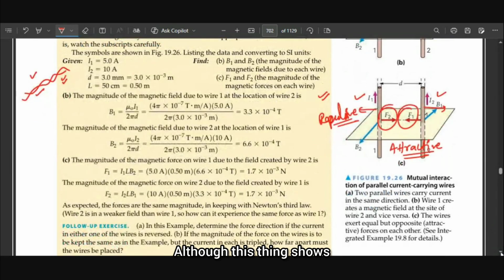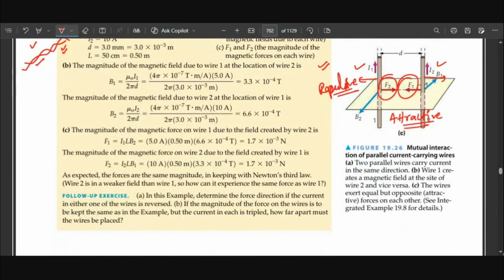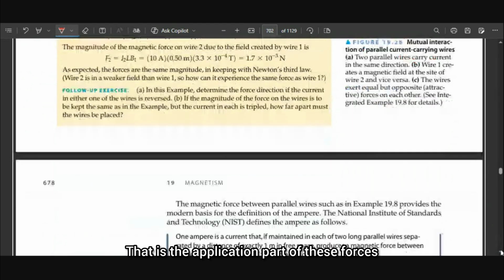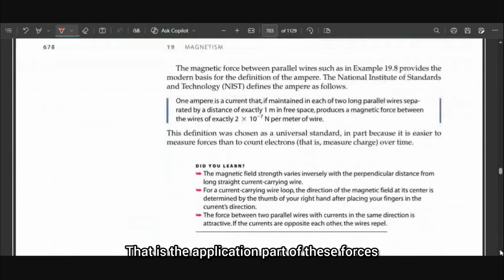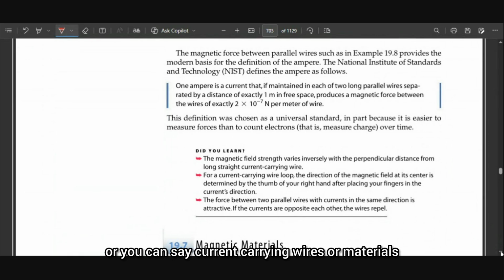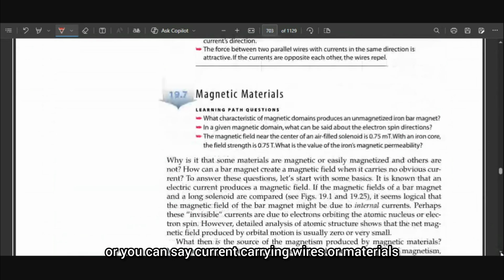If you focus, you will be able to do more out of it. I'm just talking about the direction of current. If the current is in the same direction, the force is going to be attractive. If the current is in opposite directions in both the wires, the force is going to be repulsive. That's all. That is what we have to keep in our mind. That is the application part of these forces on current carrying wires.